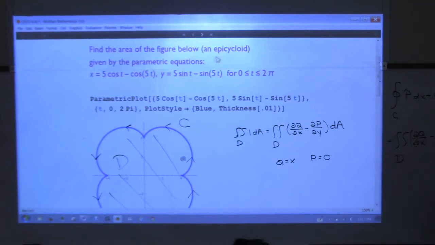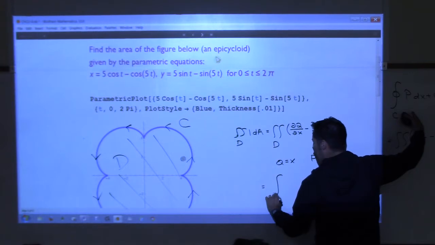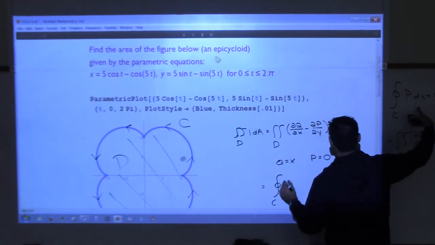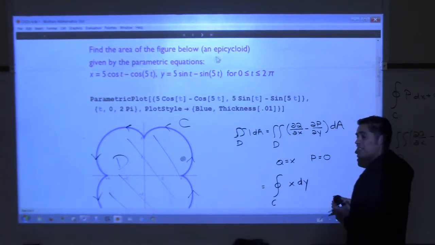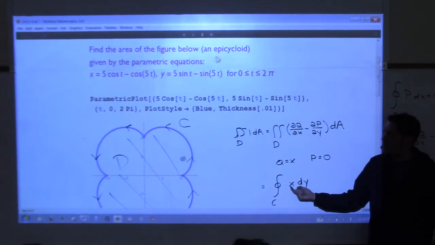If I do that, then what does this double integral become? Line integral over c of what? 0 dx plus x dy, right? So it's the same integral we did before. The only difference is what's x for us this time?